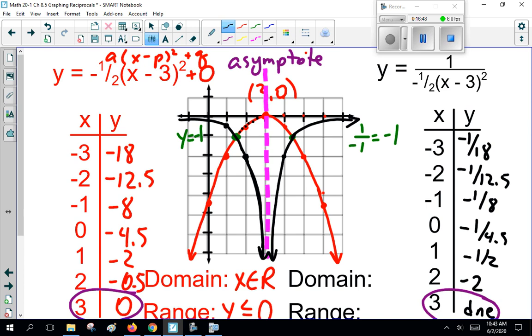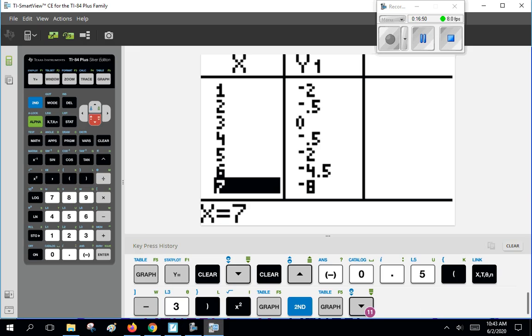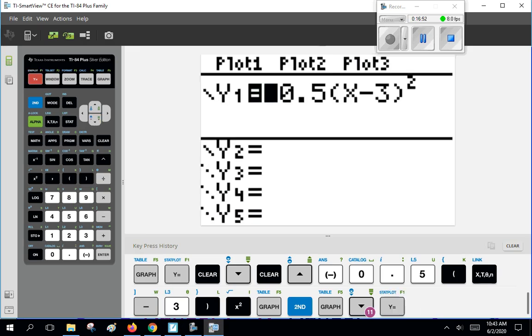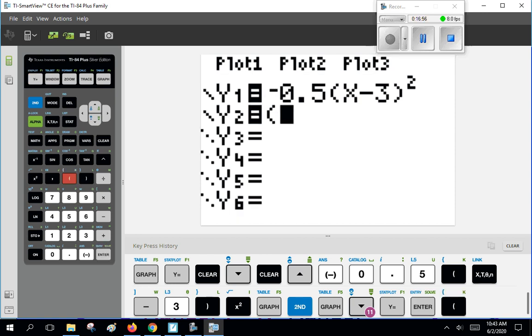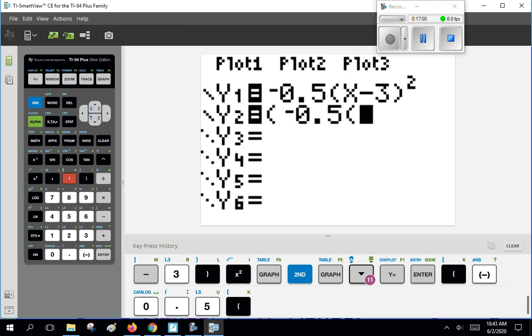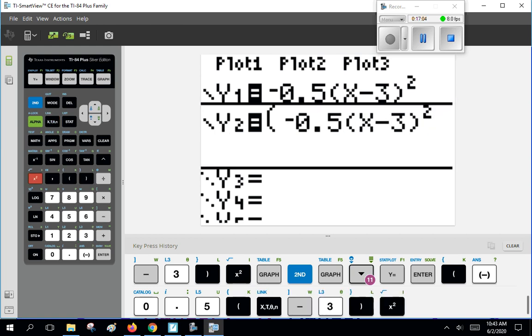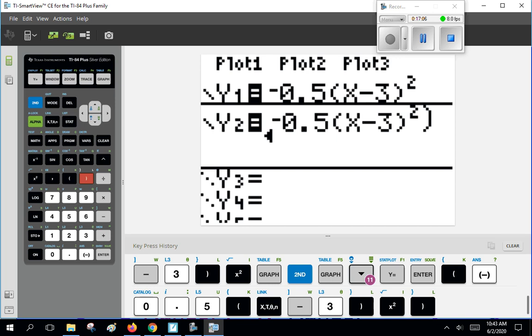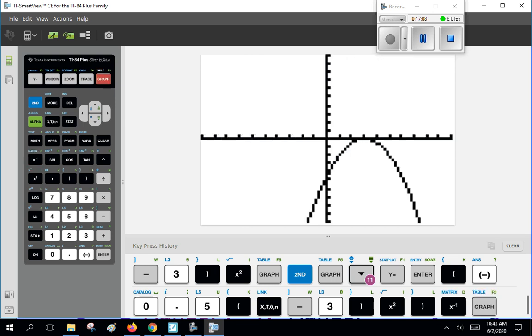Now, am I right? I hope so, because I hate embarrassing myself in front of you guys like this. But let's just graph it to be on the safe side. Bracket negative 0.5 bracket x minus 3 close bracket squared close big bracket to the negative 1, graph. Yes, there we are. And it works.